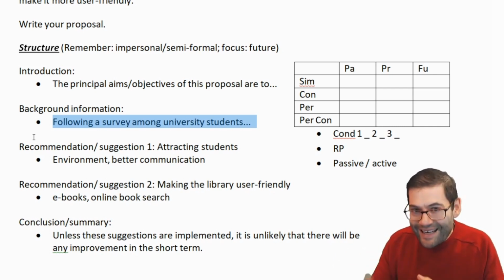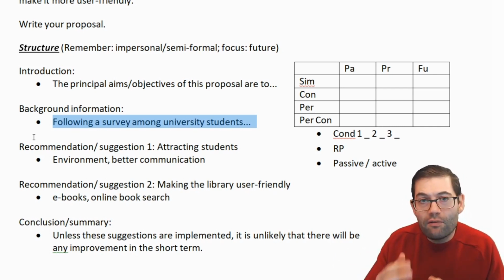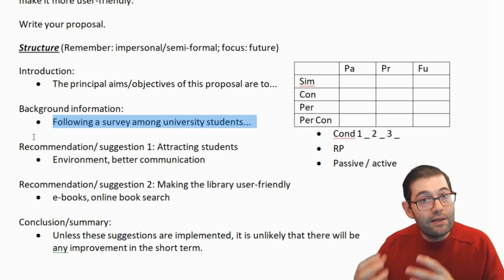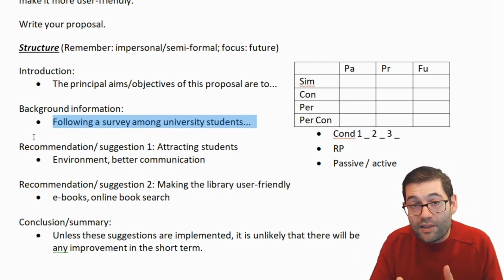You've got to have data which then supports your recommendations and suggestions. If you don't have that data, you don't create the context. And if you don't create the context, you're not communicating to the reader.